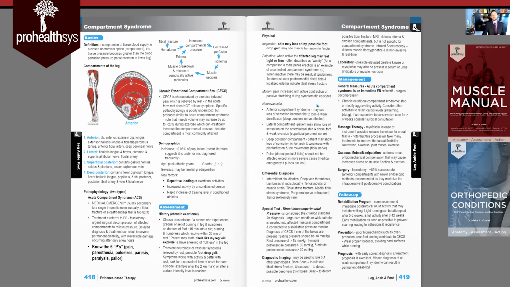So compartment syndrome, great case. We can do a lot to help people, or at the very least, get them to the right place for the appropriate care. And I think that is a great condition.